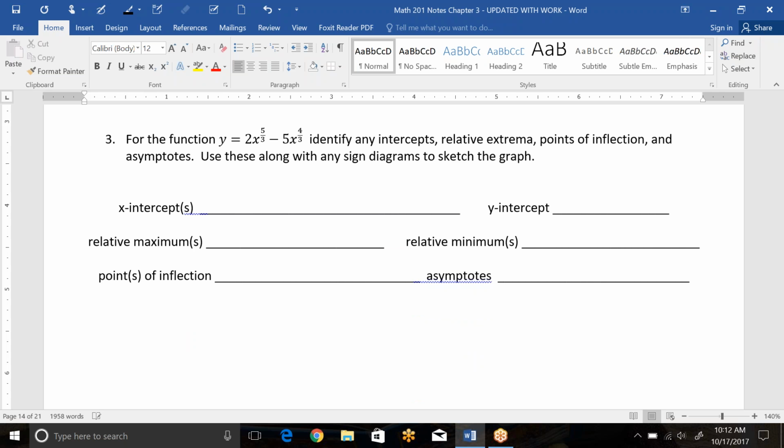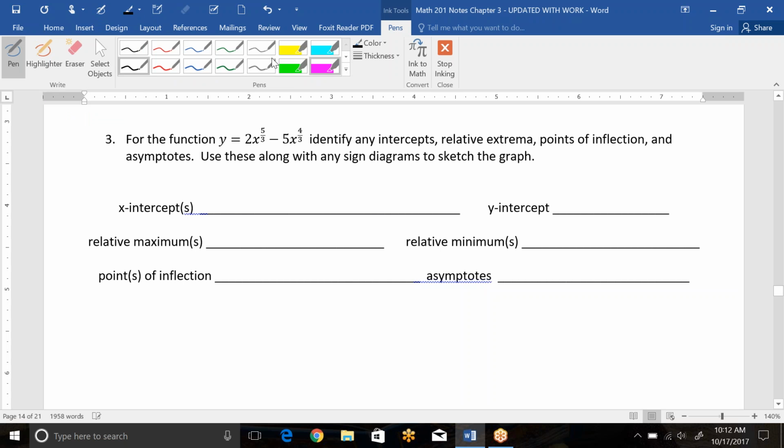And we were supposed to identify all the intercepts, the relative extremas, the points of inflection, and the asymptotes, and use this information along with any sign diagrams that we create to then graph or sketch the graph. So the first thing I usually try to do is to find my x and y intercepts. To find the x-intercepts, you're going to plug in 0 for y. So this would be 0 equals 2x to the 5/3 minus 5x to the 4/3.